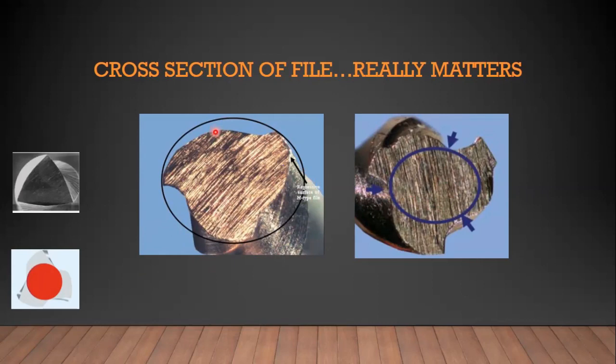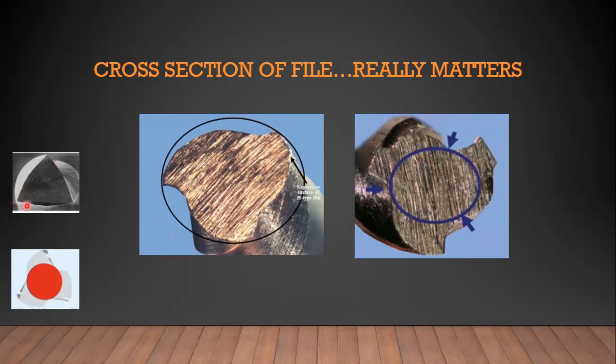Many of the files now are being provided with various cross sections along the working surface. For example, One Shape from Micromega has a variable cross section. They have a triangular cross section at the apical region and an S-shaped cross section at the coronal part. If we consider Hero Shaper Gold, it has a large cross section area. This file is very strong. It is able to bear large torsion forces.